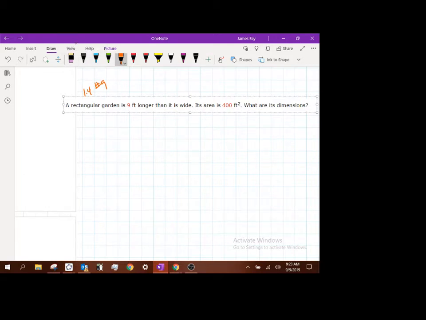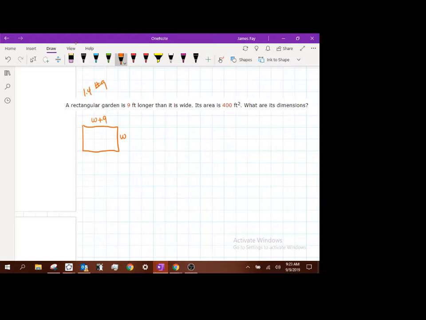I think the best thing here, guys, is draw a picture. Okay, so I'm going to draw my rectangle. Okay, it's 9 feet longer than it is wide. Do you know what its width is? No, so I'm going to let the width be W. So now what's its length going to be?